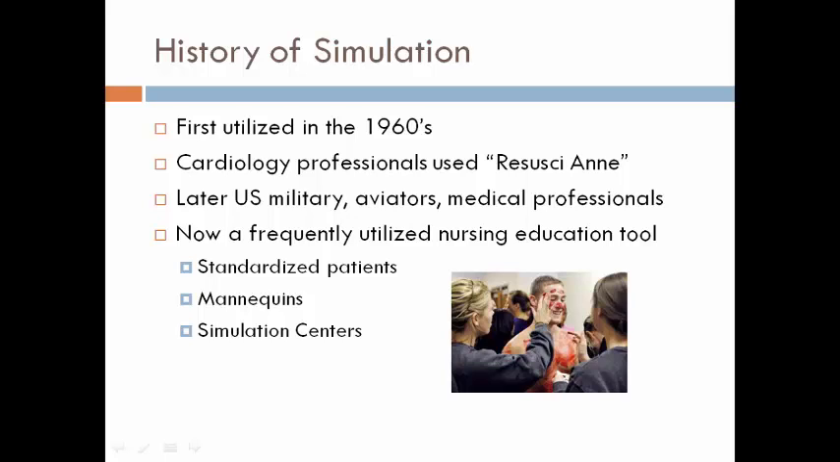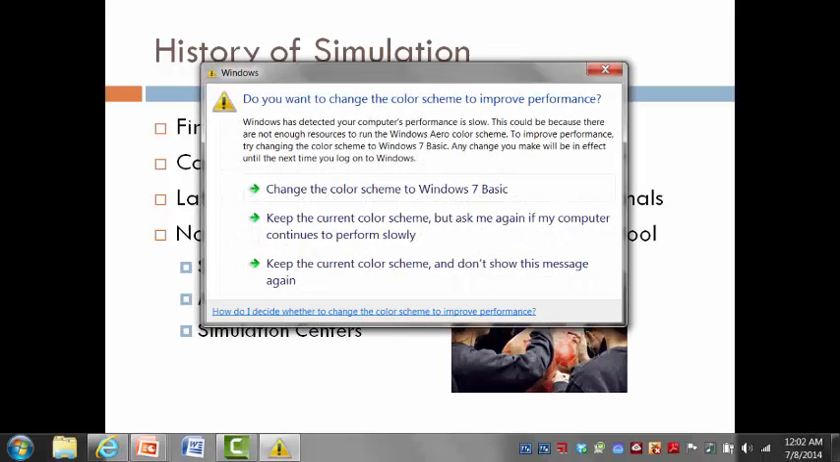Some examples of simulation are using standardized patients, mannequins, and some simulation centers. There's a photo here I'm showing that I found online of a student. They're utilizing moulage, which is like a form of makeup to simulate injuries. In this case, looks like blood and abrasions, to help nursing students get a visual representation of the condition they're looking to assess as part of the simulation.